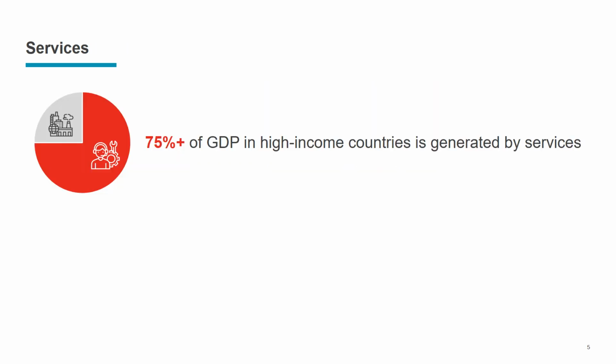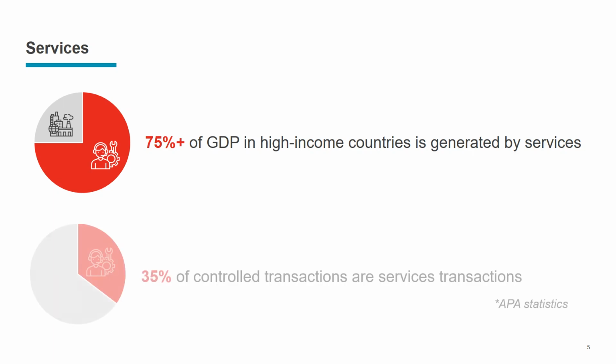So services are playing a very important role in the modern economy. If you look at the current GDP structure of high-income countries, you'll see that the majority of GDP is created in the service industry. So around 75% of GDP of high-income countries is generated by services and service companies.